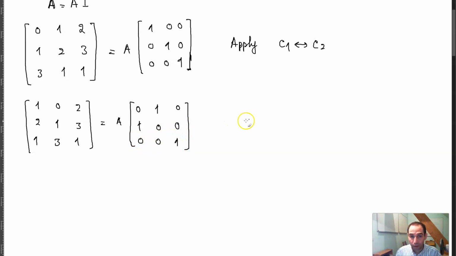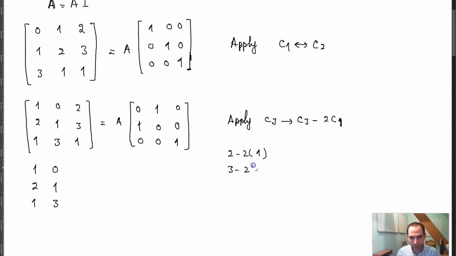And then you can apply column 3 becomes column 3 minus 2 times column 1, which means that column 1 and column 2 will not change, so I write 1, 2, 1, 0, 1, 3, and column 3 becomes column 3 minus 2 times column 1, meaning that you have, for example, 2 minus 2 times 1, and then you have 3 minus 2 times 2, and then you have 1 minus 2 times 1, which is equal to 2 minus 2, which is equal to 0.